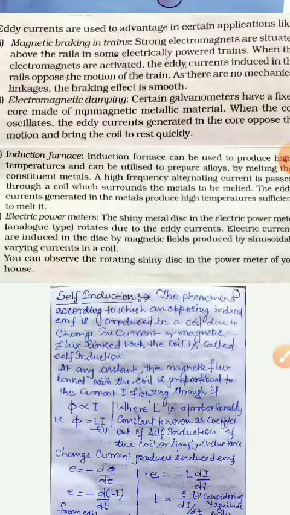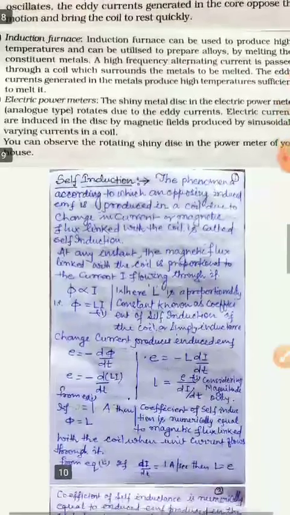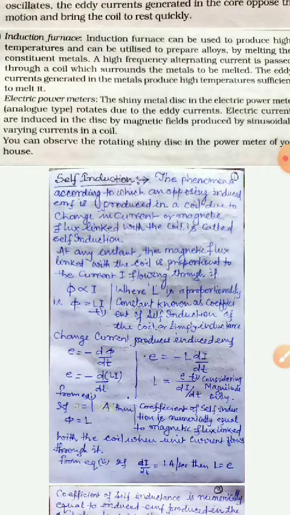Then electromagnetic damping, the dying out of the oscillation, just as we have seen. Then the induction furnace. In an induction furnace, due to eddy currents, a huge amount of heat is produced in the sheet of the conductor, which is sometimes sufficient to melt the conductor. So it is used in induction furnaces. Then electric power meters also use it. So these are certain applications of eddy currents in our day-to-day life.